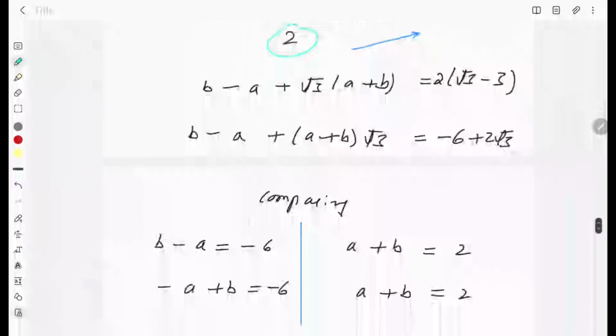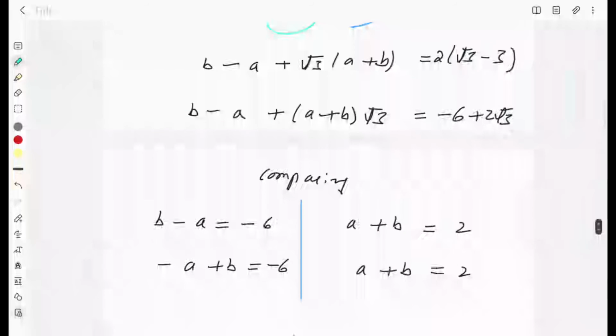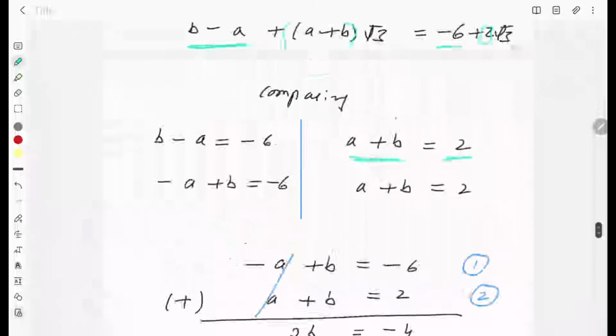Now you can do comparing both sides. The coefficient of under root 3 on left hand side is a plus b, and it is 2 on the right hand side. So a plus b equals 2. And if you take the term without under root 3, it will be b minus a on left hand side and minus 6 on the right hand side. b minus a is minus 6.